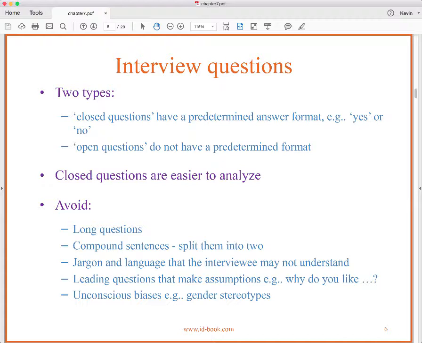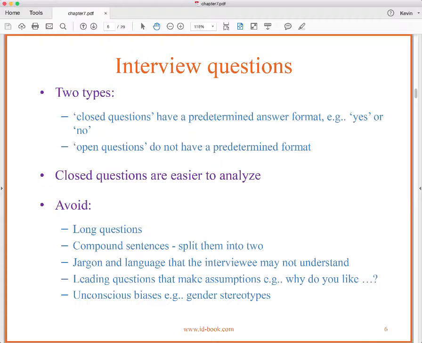Open questions don't have a predetermined format, so we typically get our subject aimed in a particular direction with the question and then let them go. Closed questions are easier to analyze because they throw off more comparable data.